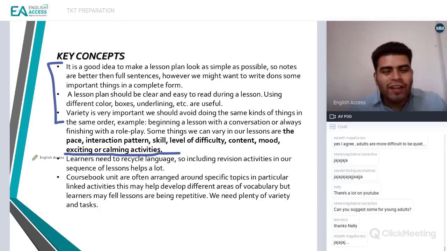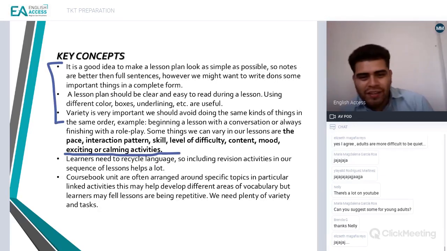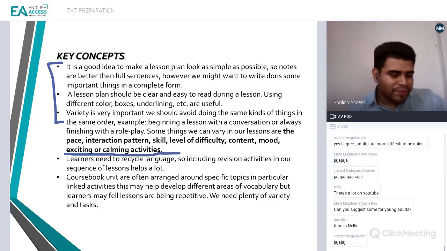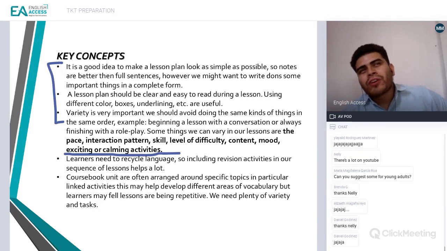Let's go on to the next slide. Can you suggest one for young adults? Do you have any? For the young adults? College, university? Like, you mean young adults like 18, 19, 20? Yes, 18 to 25 maybe.